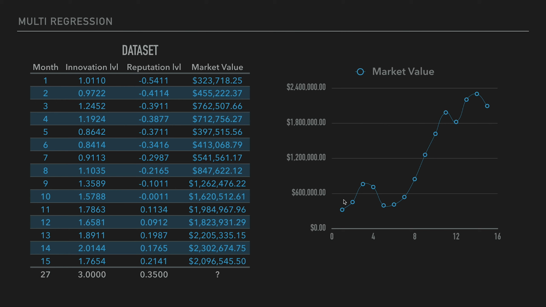Now that we have that, we have to ask ourselves, how are we going to program a multi-regression that can pretty much predict a market value for a given innovation and reputation level?